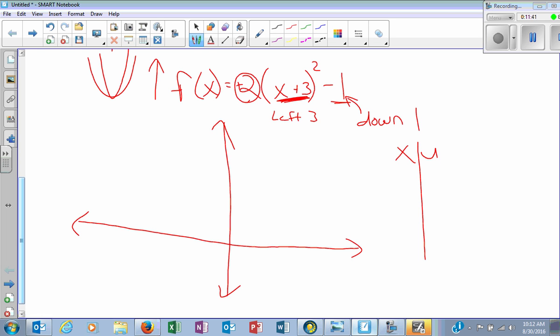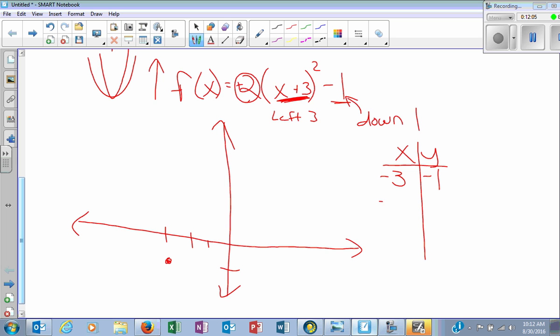A T-chart. It will never fail you. What's the first point I always find, no matter what form they give me? The vertex. Right, they gave me vertex form. So my vertex is going to be -3, -1. 1, 2, 3, 1. And now I make my T-chart, which I've told you about.